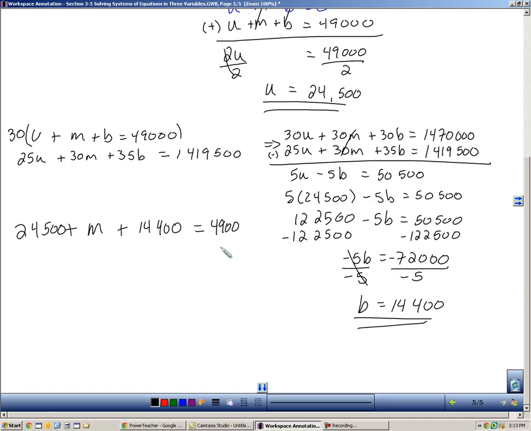So now I can do all this and find out what the m is. Adding like terms that are on the same side, 38,900 plus m equals 49,000, and then subtract 38,900.